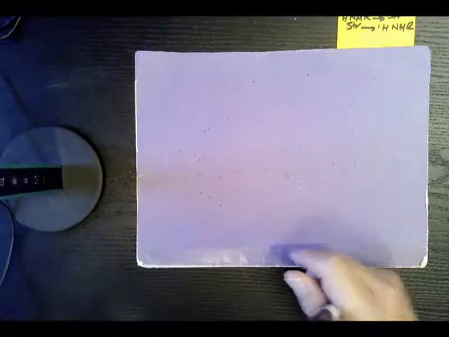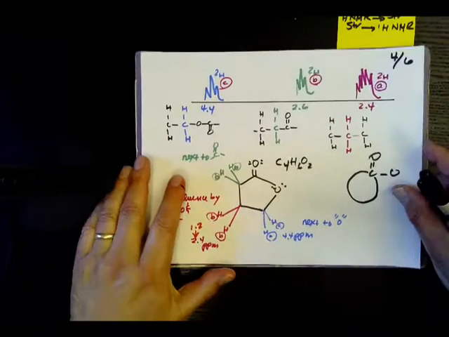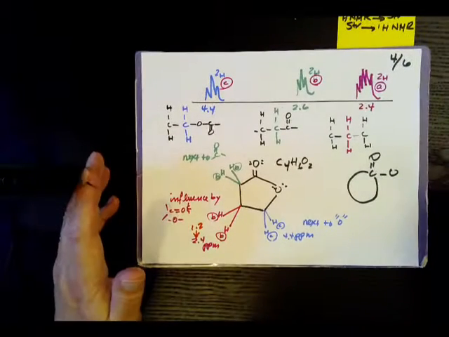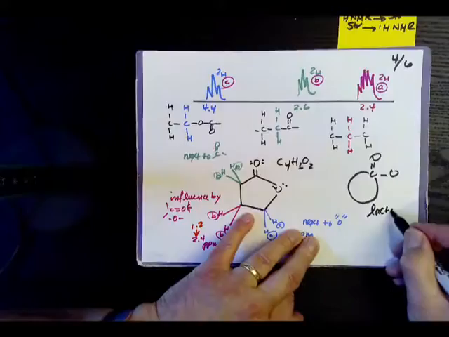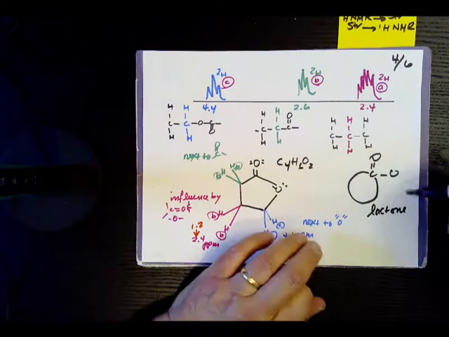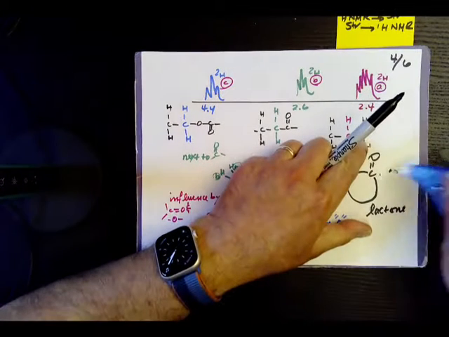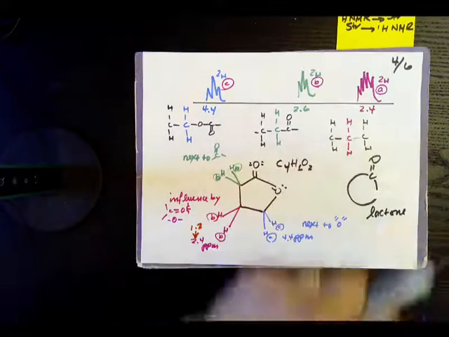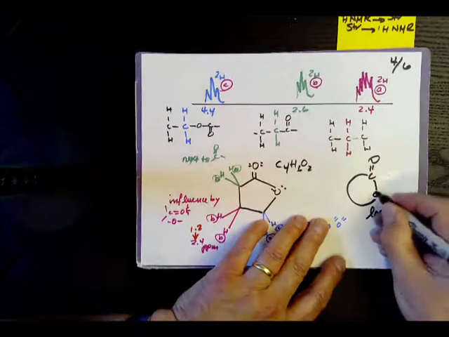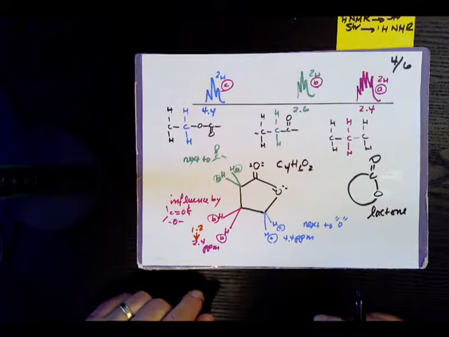So let's propose a structure. If it's a cyclic, we have a C double bond O and an O. So that's really a lactone. We look at the lactone as having a C double bond O, and that C double bond O is part of the ring that has an O. So that's a lactone. So now let's put them together.